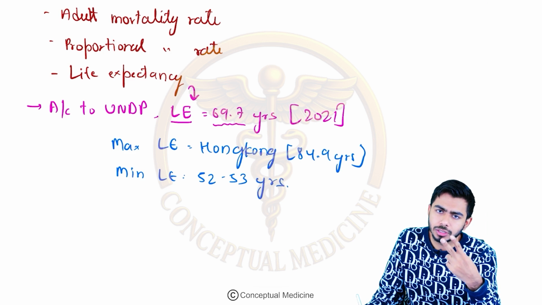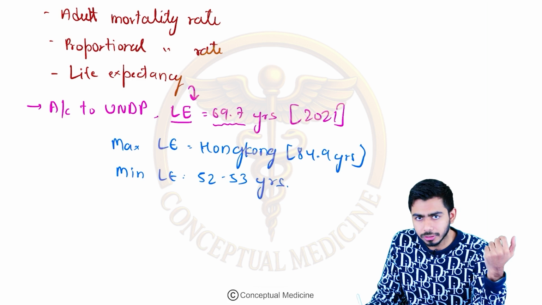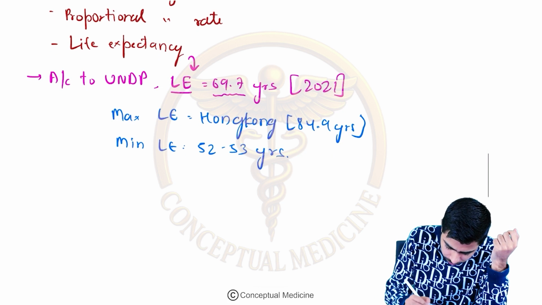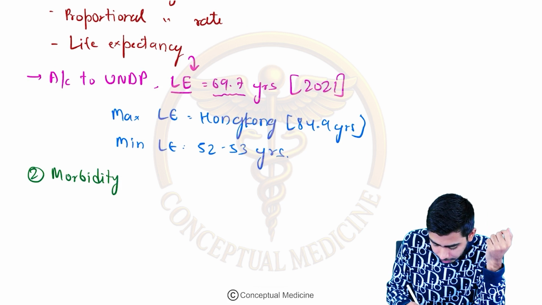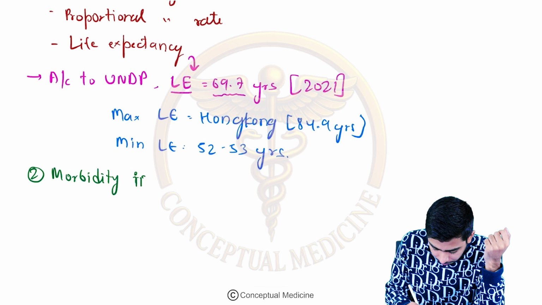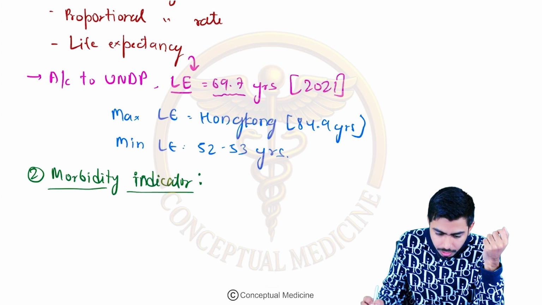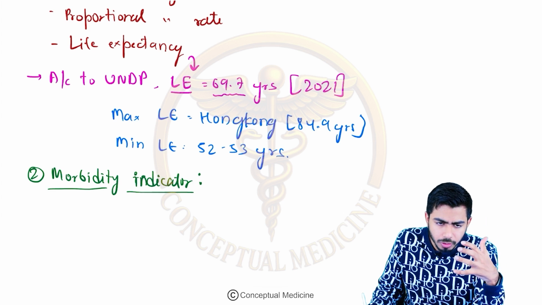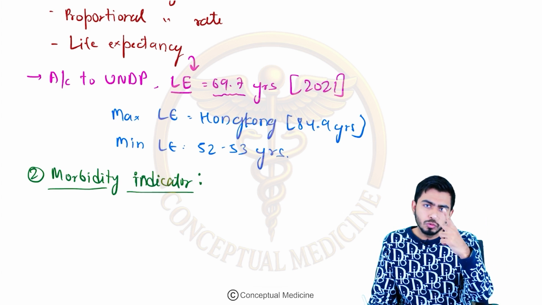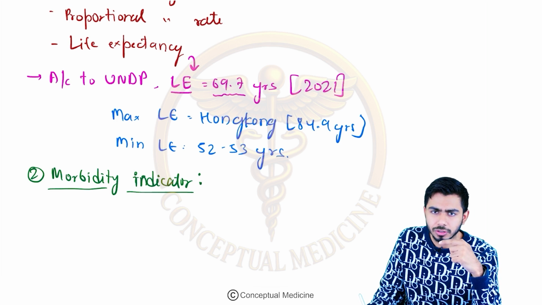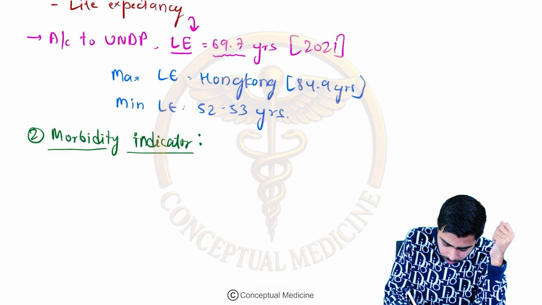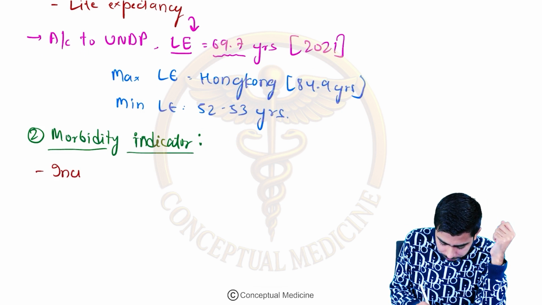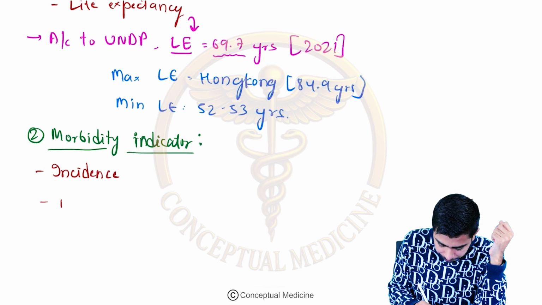Now I'm coming to the second one, the morbidity indicator. So let's talk about that as well. Morbidity is telling you about sickness, right? In the morbidity indicator, we are talking about two very important factors: incidence and prevalence. However, we have other factors also. So we are talking mainly about incidence and prevalence.